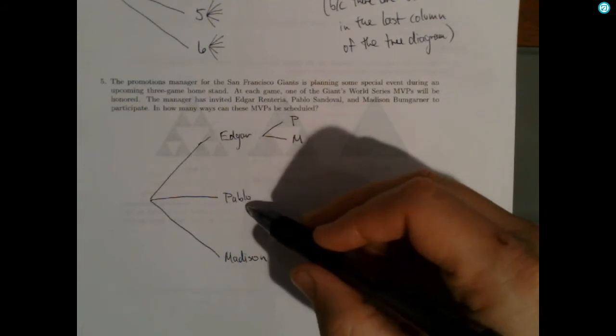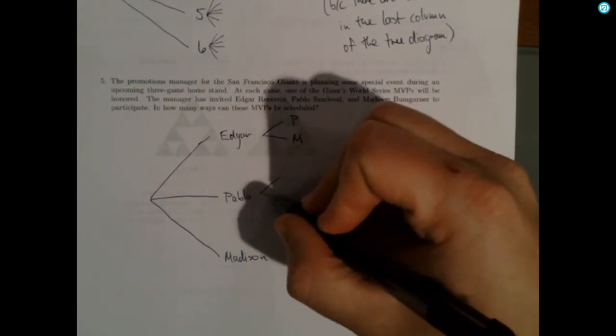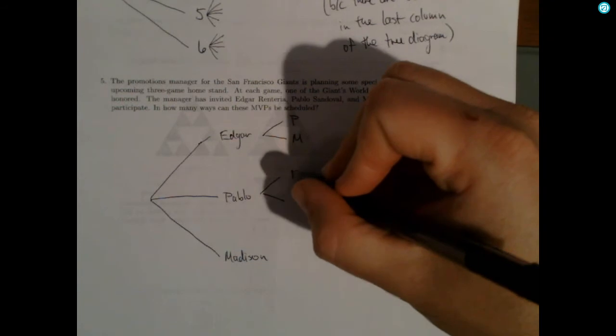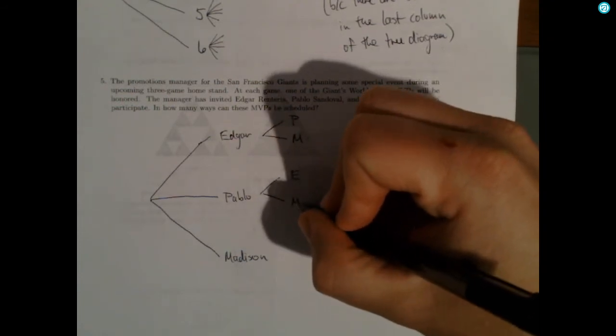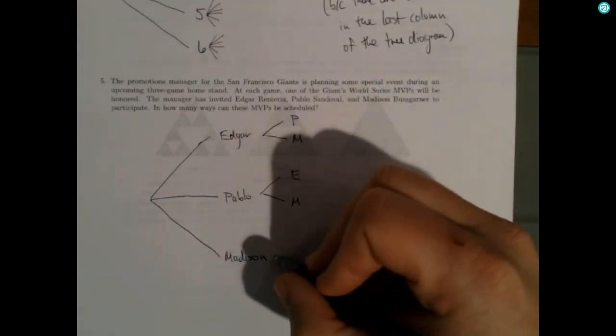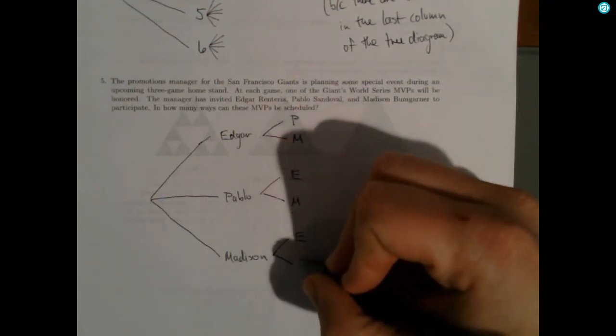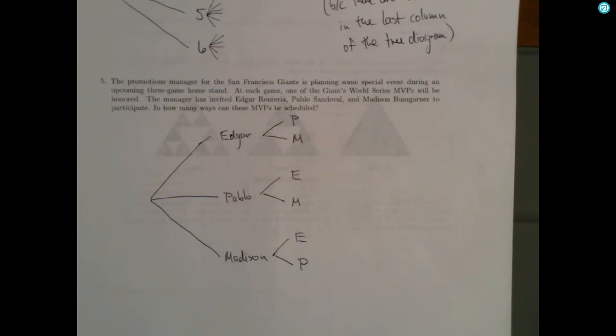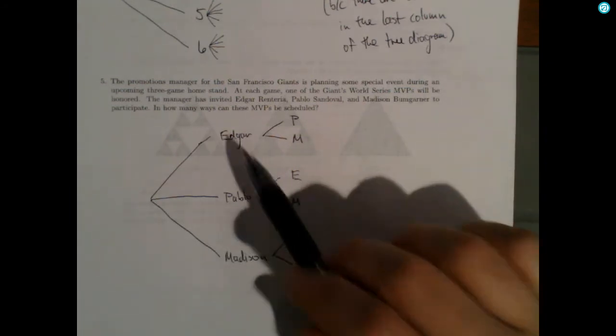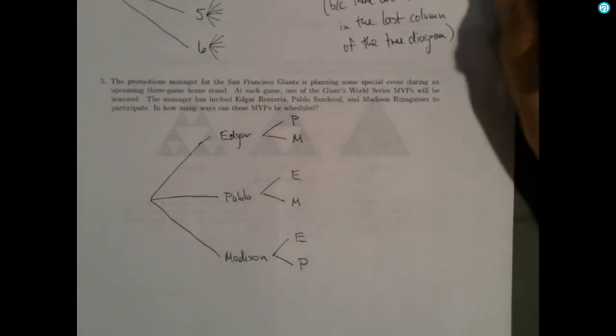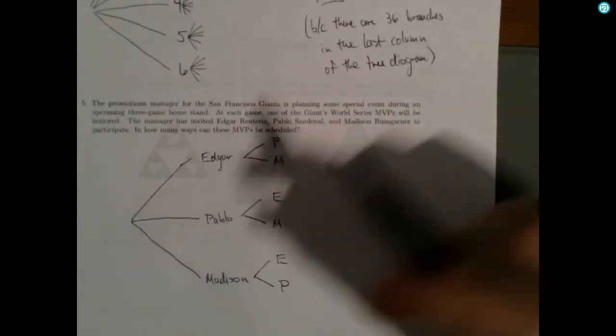If, on the other hand, they chose Pablo first, then there's only going to be 2 choices for the second game. That could be Edgar or Madison. And if they chose Madison first, then there's going to be only 2 choices for the second game, and it's going to be either Edgar or Pablo. Okay? So this is after the first game, this is after the second game. Now, by the time the third game comes around, there's only going to be one option, right?